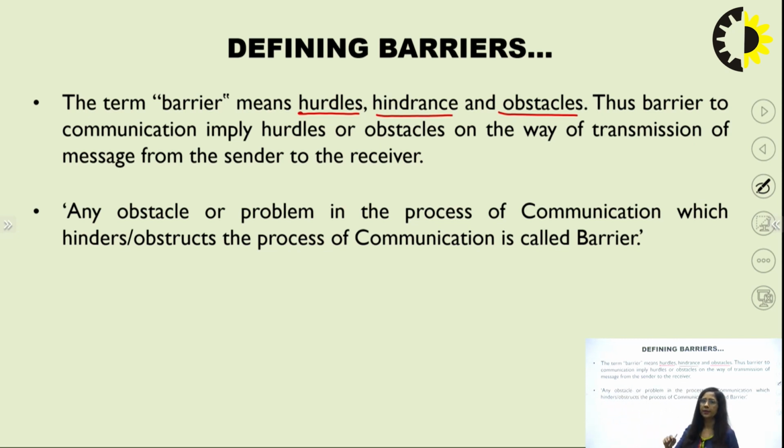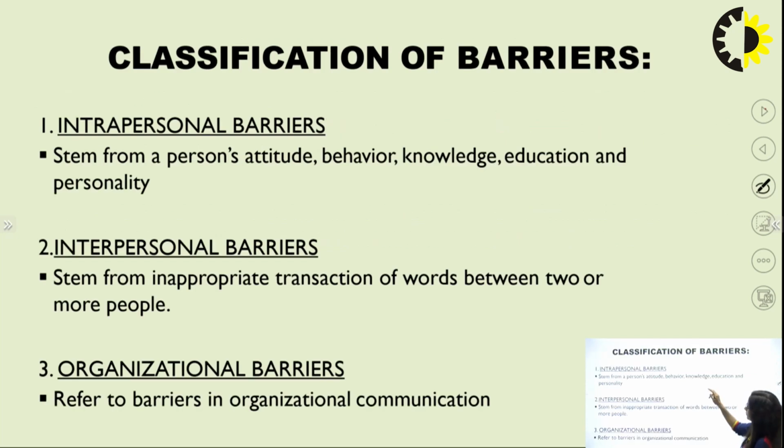Barriers to communication can be divided into three major categories. This is the classification of barriers. First one is intrapersonal barriers. They stem from a person's attitude, behavior, knowledge, education, and personality. Second one is interpersonal barriers. These barriers stem from inappropriate transaction of words between two or more people. Third one is organizational barriers. They refer to barriers in organizational communication.